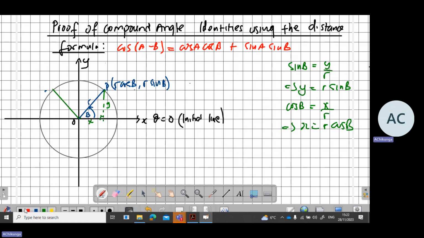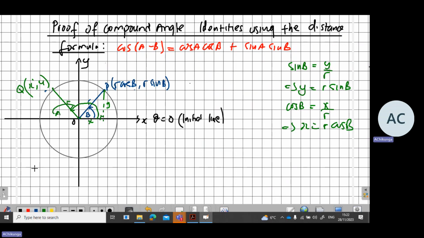One thing that we understand according to our construction, this is still going to be r, because any point from this point to the circumference is r. But if I call this point Q, it will also assume the x values, x and y, likewise, same here. However, the angle of inclination from the positive axis, which is the initial line, to the line P is this angle here, that I'm choosing to call A.